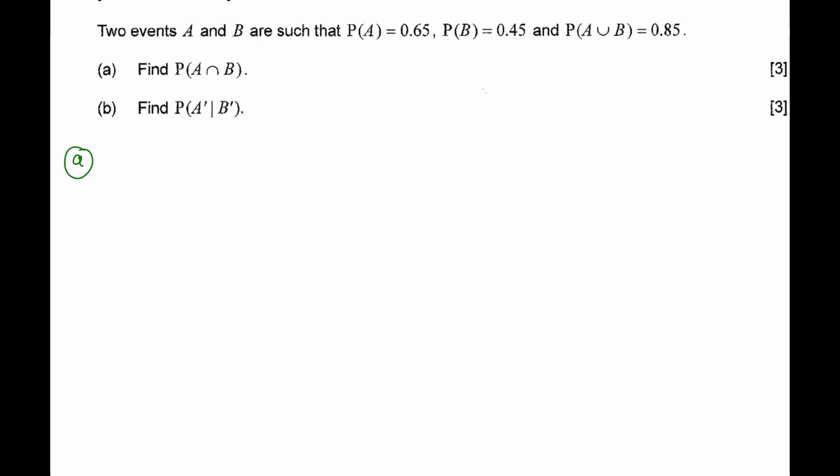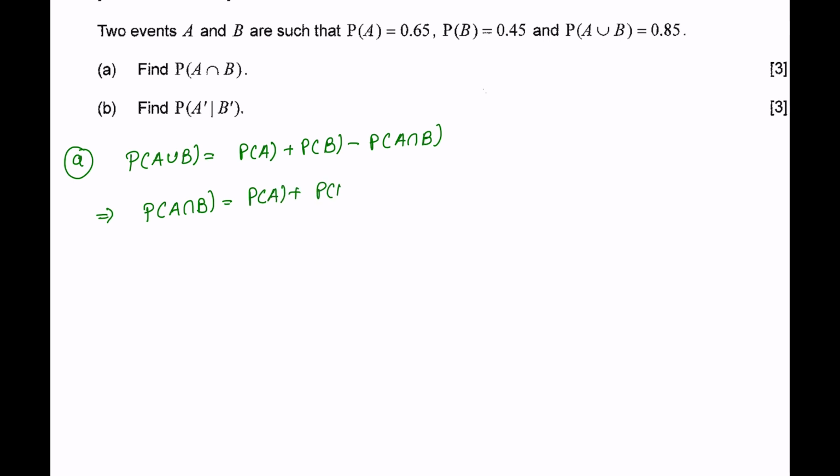For this, we can use the formula P(A union B) equals P(A) plus P(B) minus P(A intersection B). And if we rearrange, P(A intersection B) is basically P(A) plus P(B) minus P(A union B). P(A) is 0.65, P(B) is 0.45, A union B is 0.85. So 0.45 minus 0.85 is minus 0.4. So 0.65 minus 0.4 gives us 0.25. This is the answer to the first part.